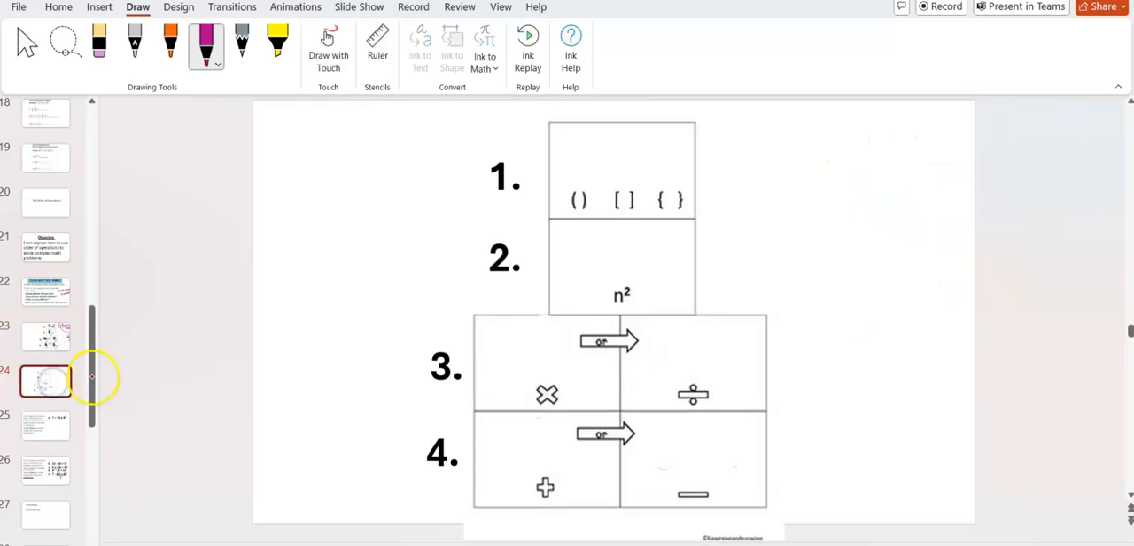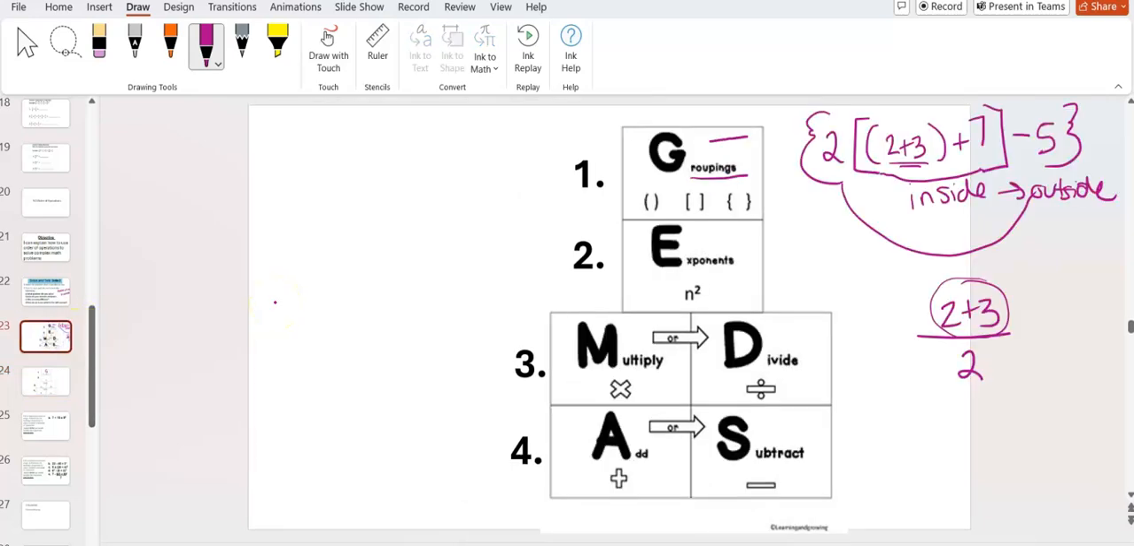You may have on your notes a blank one that looks like this that you're filling in, or you may have 1, 2, 3, 4 written on the side of your paper, but we're going to fill these in. So the first one is G for grouping symbols, groupings. Then the second thing I should do is look at any exponents that there are. We're going to solve those next.